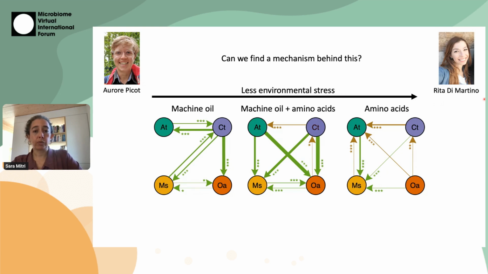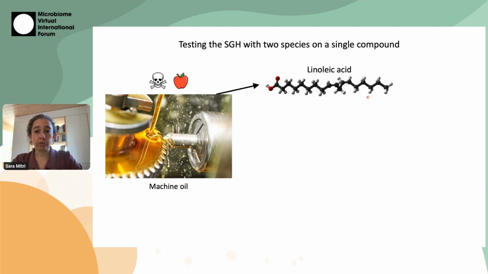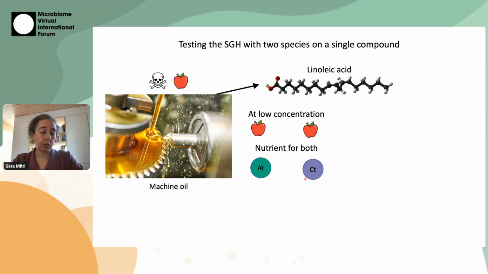And so Rita was a PhD student in the lab, and Aurore was a postdoc, again, an experimentalist-theoretician pair. And the idea there was to test the stress gradient hypothesis, but with just two species, just to keep it a bit simpler, and then rather than the complicated machine oil, have a single compound that plays the role both of a nutrient and a toxin. And so Rita chose linoleic acid, which is a compound that's often used in machine oils. And when you put this compound at a low concentration, it acts as a nutrient for both of these two species. So we just picked out these two species from our 4-species community.